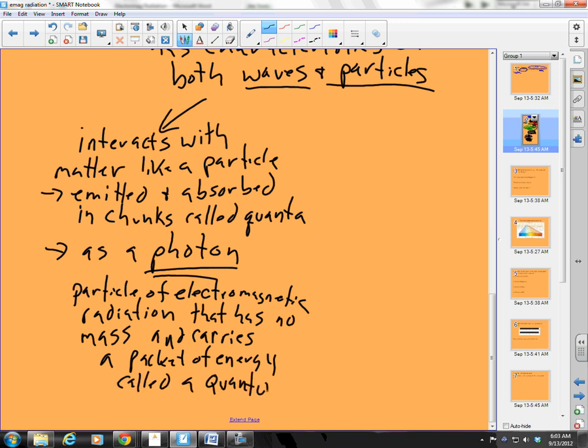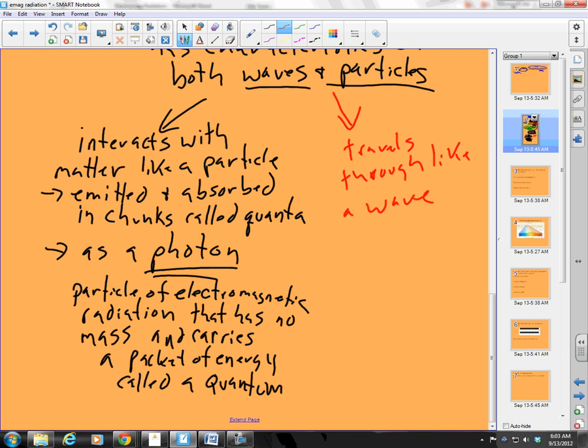Okay, so that is the property of electromagnetic radiation that is particle in nature, right? It interacts with matter like a particle. That means it is emitted and absorbed in chunks called quanta. It is emitted as a stream of photons. Good. Now, what aspects does it have that are wave-like? Well, it is wave-like in that it travels through space like a wave.